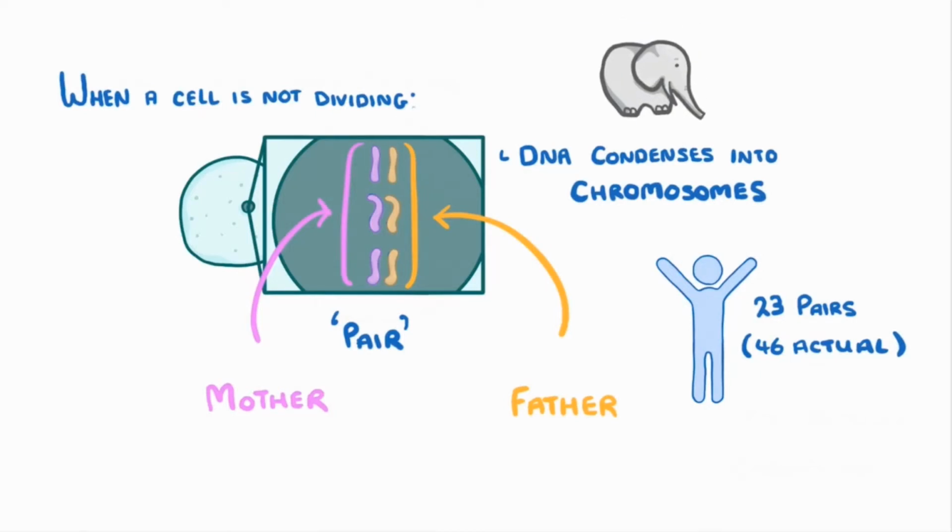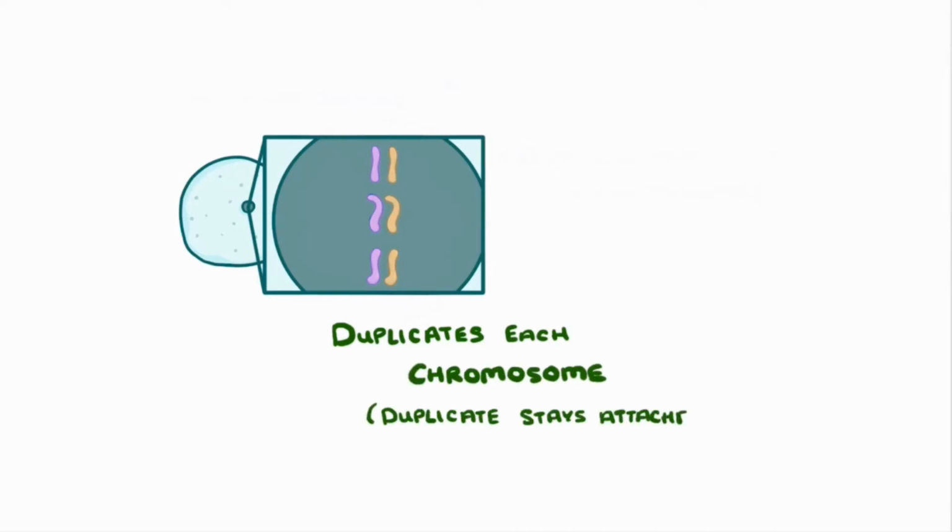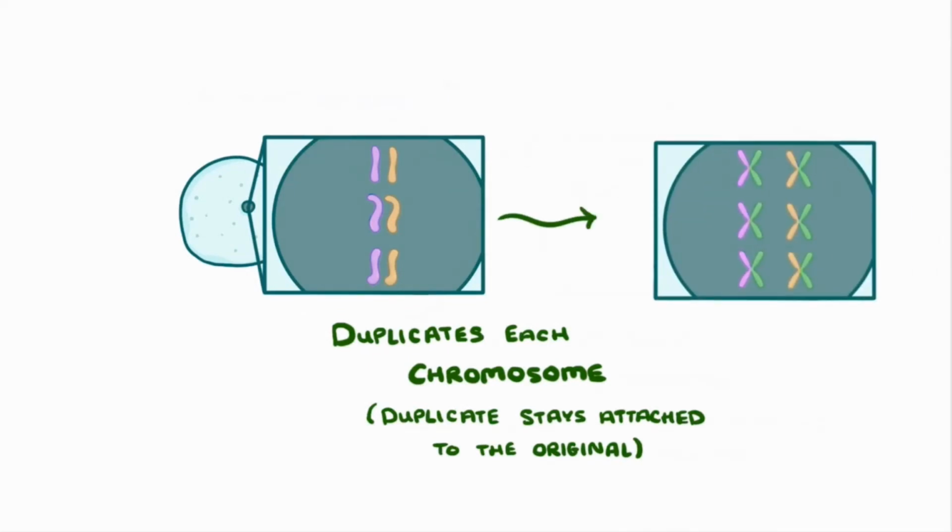Other species, though, have different numbers of chromosomes, and this is one of the reasons that animals of different species can't reproduce to have fertile offspring. As the cell continues to prepare for division, it duplicates each of the 46 chromosomes, but the duplicate stays attached to the original chromosome that it was copied from, so that together they form an X shape.